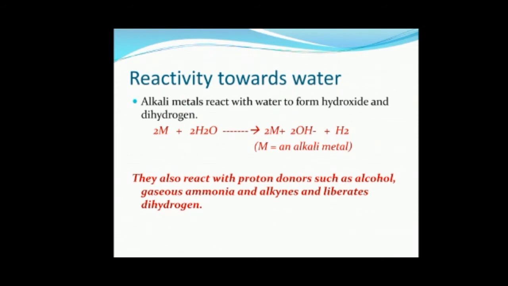Next you can see reactivity towards water. Alkali metals react with water to form hydroxide and dihydrogen. You can see in the reaction, metal capital M represents all alkali metals. When it dissolves or reacts with water, it produces metal cation and OH negative. If you combine these two ions, it becomes alkali, that is a water soluble base. Along with this, it releases hydrogen gas. They also react with proton donors such as alcohol, gaseous ammonia and alkynes. It liberates dihydrogen during the reaction, as you have seen in the reaction with water.